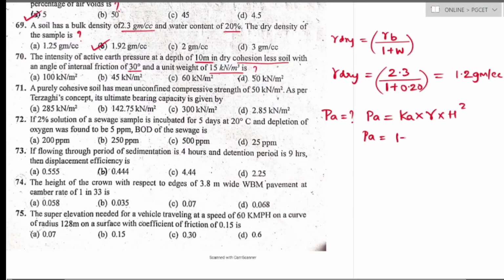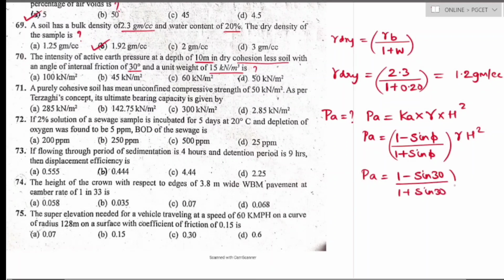Ka is the coefficient of active earth pressure, that is 1 minus sin phi by 1 plus sin phi, where phi is the angle of internal friction, that is 30 degree. So 1 minus sin 30 by 1 plus sin 30, multiplied by unit weight 15 kN per meter cube, multiplied by depth 10 meter. So intensity of active earth pressure will be 50 kN per meter square. So option B will be the right answer.